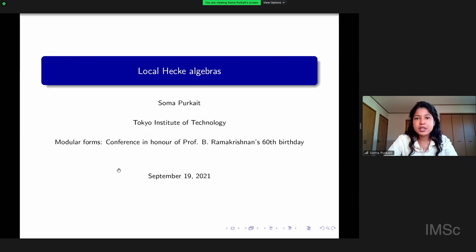So I'm going to speak on local Hecke algebras, particularly with level P squared, P a prime, GL2 type, GL2 of Q_p, and we'll see some consequences. We'll describe the Hecke algebra and see some consequences.